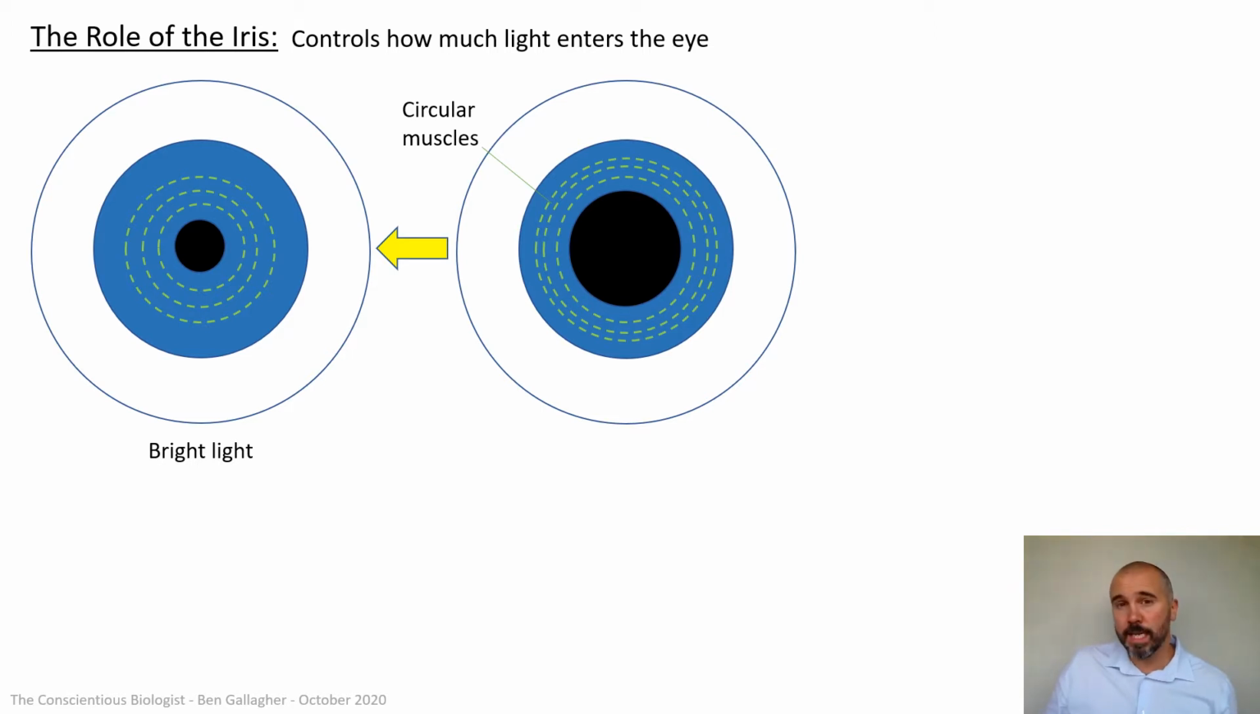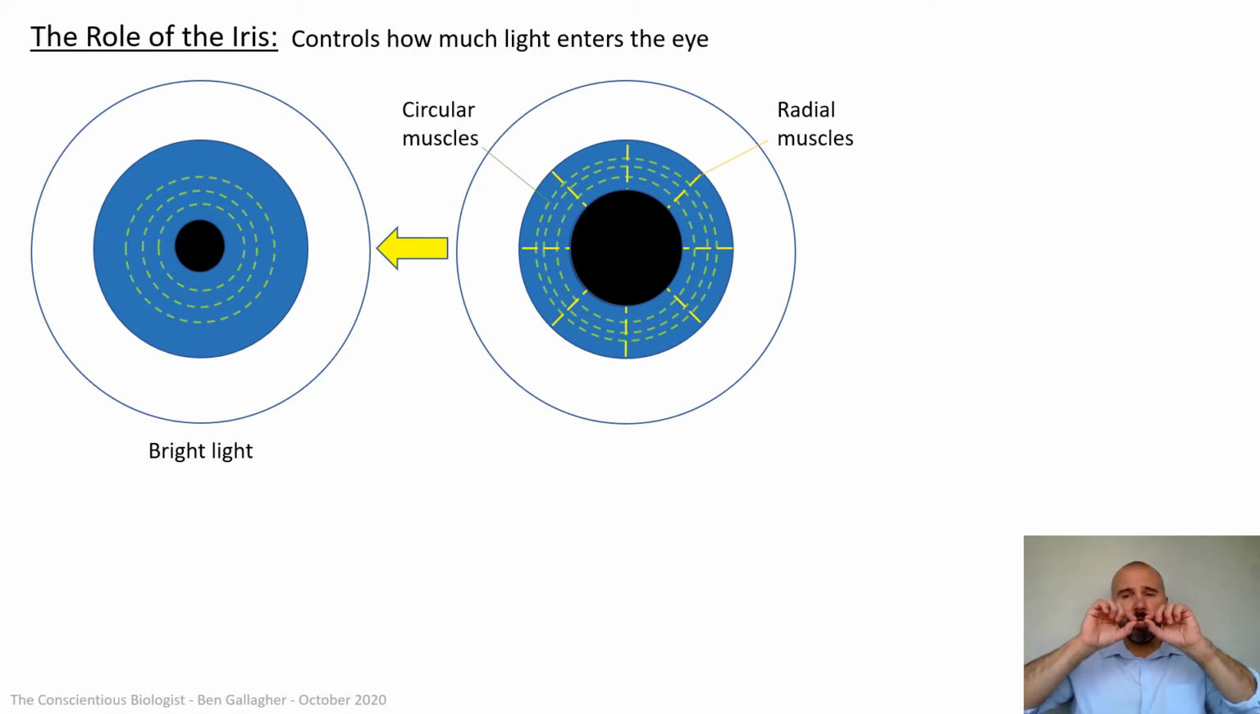This is why in bright light, if you look at someone's eyes, their pupil appears really small. That's because the iris has pulled in as much as it can to limit the light that's getting to the retina. Now, the opposite is true in that the pupil needs to get bigger in dim light, and that's because of these muscles, a second group of muscles within the iris called radial muscles.